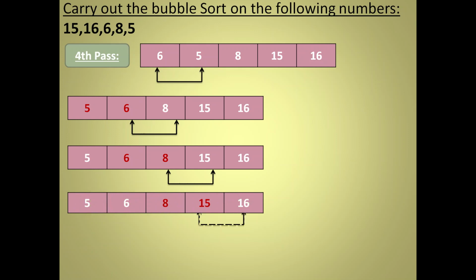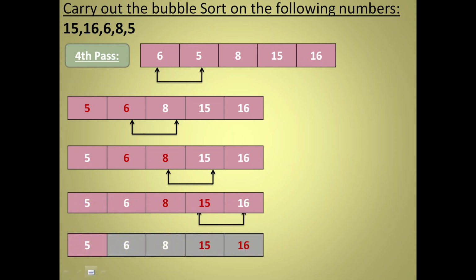So we'll be doing this. See, by the end of the fourth pass, if I'm doing the comparison of the element 4 number of times, you can see that the elements are in the sorted order. You can see here 5, 6, 8, 15 and 16.